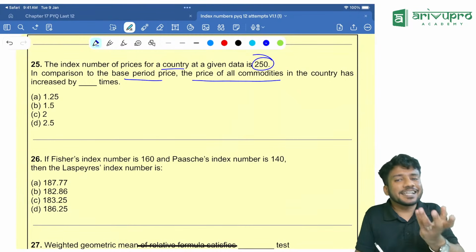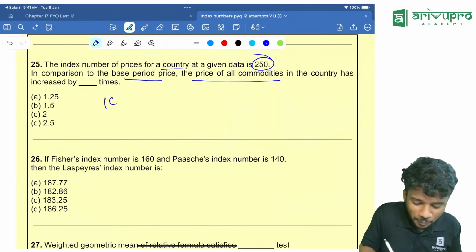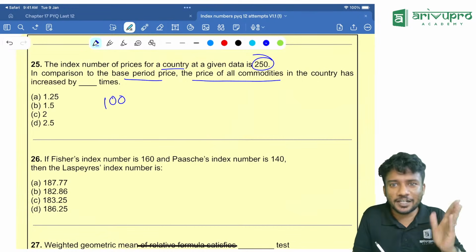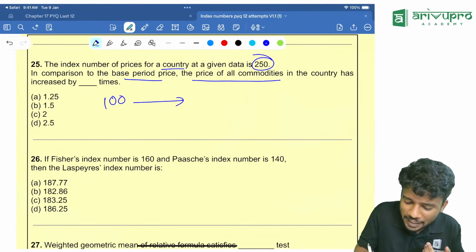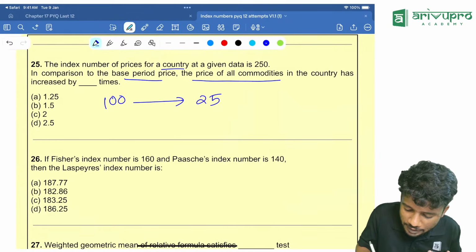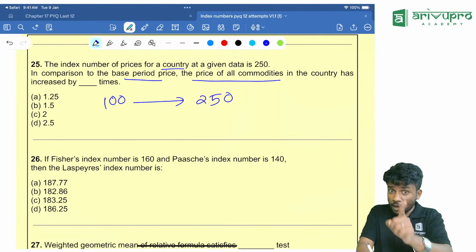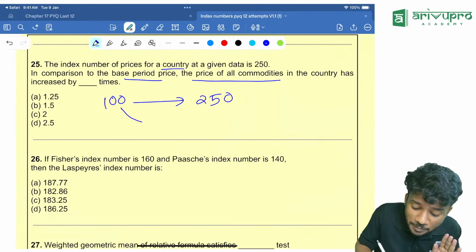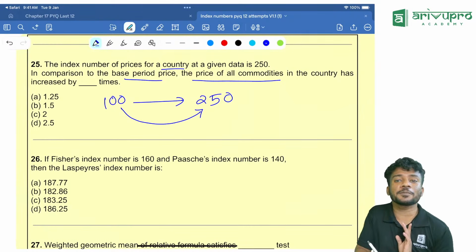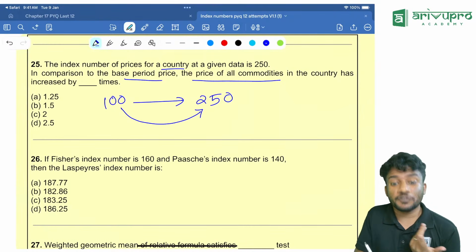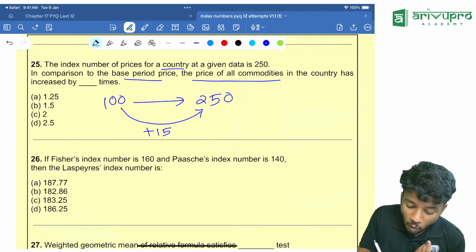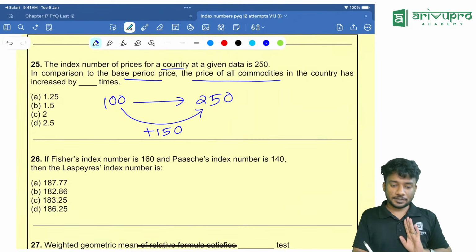If the base year index is not given, we will take it as 100. So 100 is becoming 250. How much is the increment over here? 100 becomes 250, that means a 150 increment is there.